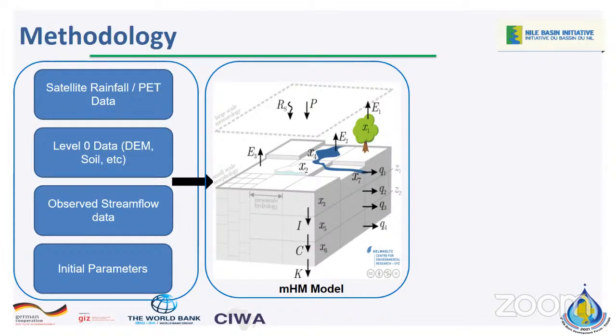Here are the inputs. The main inputs for the model are the satellite rainfall and potential evapotranspiration data, and the level 0 data, I mean the terrain data, like digital elevation model, soil and land use, land cover, and so on. And then the processing will be done with the mHM.